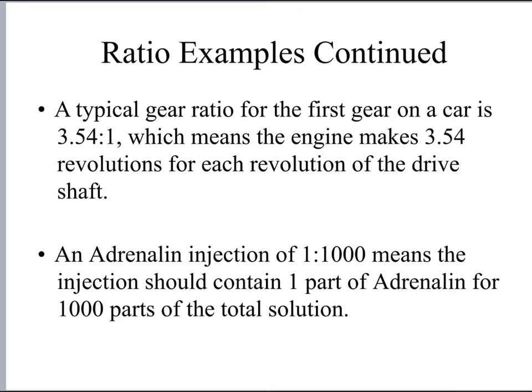Some more examples. A typical gear ratio for the first gear on a car is 3.54 to 1. This just means that the engine makes 3.54 revolutions for each revolution of the drive shaft. An adrenaline injection of 1 to 1,000 means that the injection should contain 1 part of adrenaline for 1,000 parts of the solution.